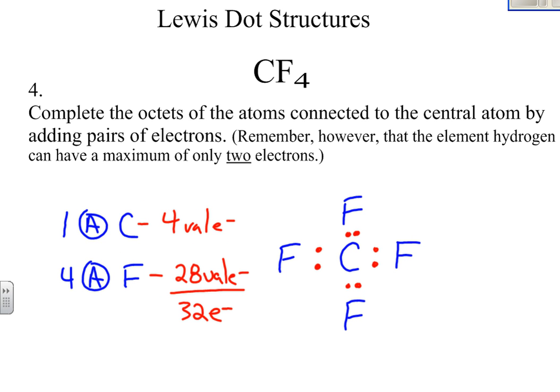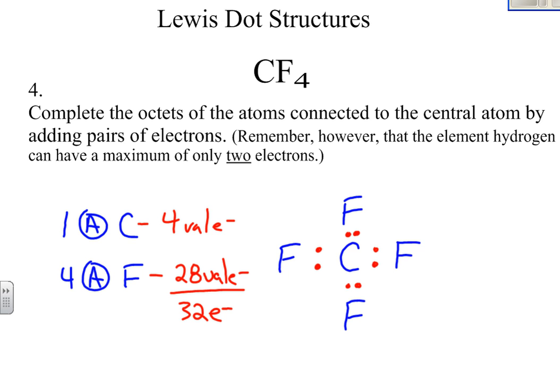Step number 4 is to complete the octets of the atoms connected to the central atom by adding pairs of electrons. If you're dealing with hydrogen, remember that hydrogen can only have 2 electrons around it. What we're doing here is completing that valence shell. Remember that if we look at the valence shell as being the s orbitals and the p orbitals, 2 electrons in the s orbital, 6 electrons in the 3 p orbitals, gives us a total of 8 electrons that each atom wants to have around it. So that's where we get the expression completing the octets.